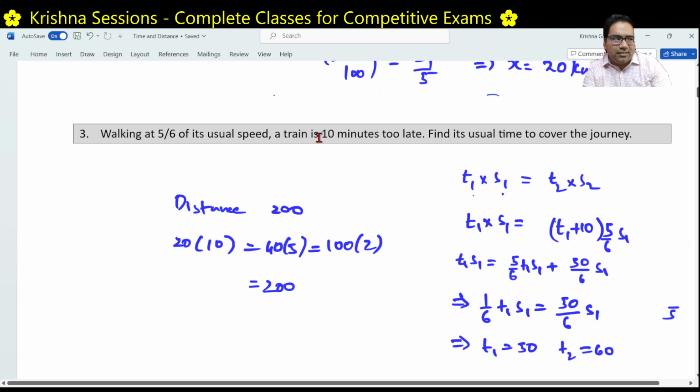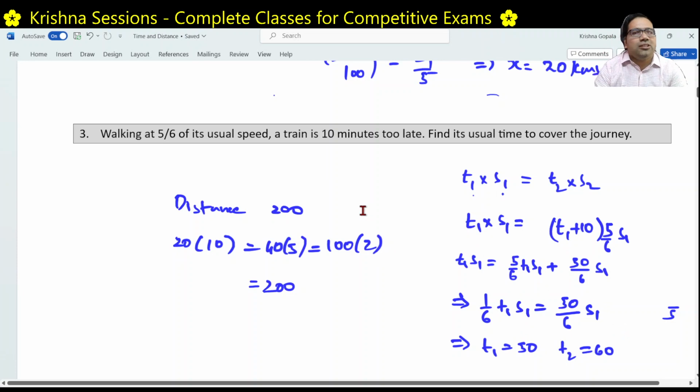So in this case, the train still has to travel the same distance, whether it runs fast or slow. That's why the time taken at the original speed is equal to the time in the second case, which is 10 minutes more. So T1 plus 10 into the second speed is 5 by 6th of S. We simplify these equations and we get T1 and T2.